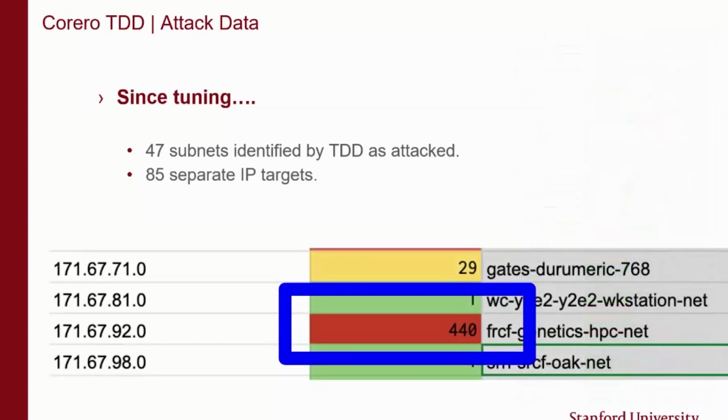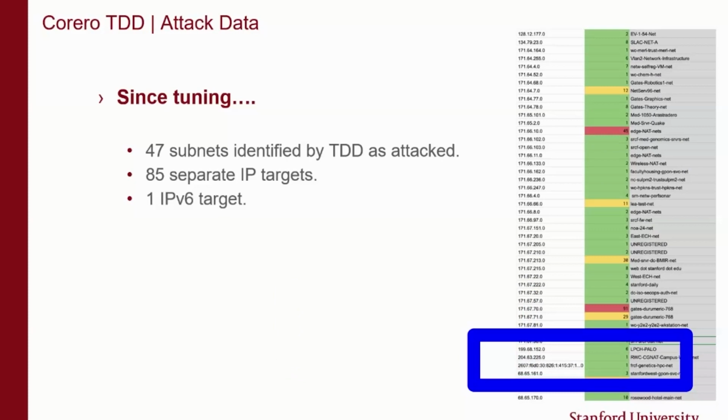So here we see an example of false positives. This is our genetics high-performance computing network. Oh, and look at this. It's an IPv6 target. TDD works with IPv6. Yay, IPv6 is being treated. I see a smile from Eric there.